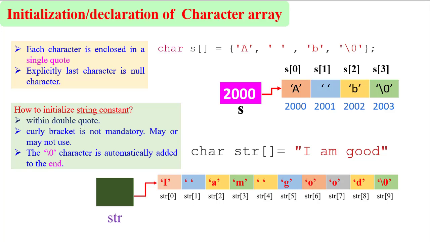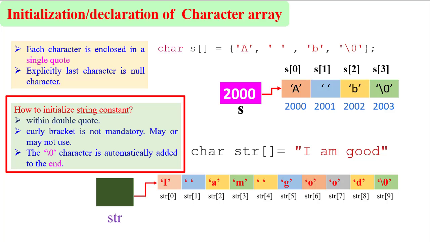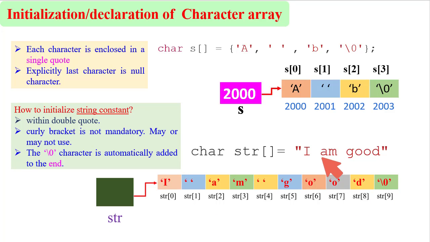Now, how to initialize a string constant? A string constant must be within double quotes. Say this is the string constant, I am good. This string constant must be placed inside the double quotes. For this string constant, curly brackets are not mandatory. We may use the curly brackets here or may not use them. When the array str is initialized with this string constant I am good, how will the memory be allocated?